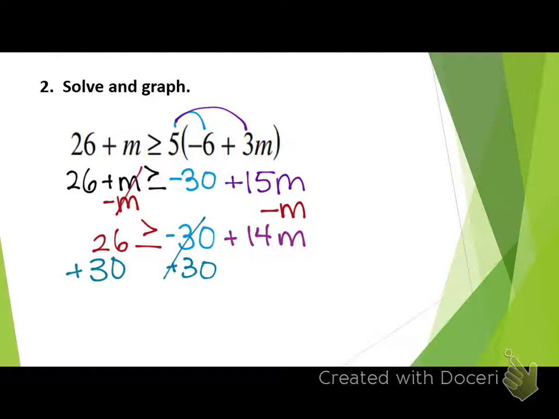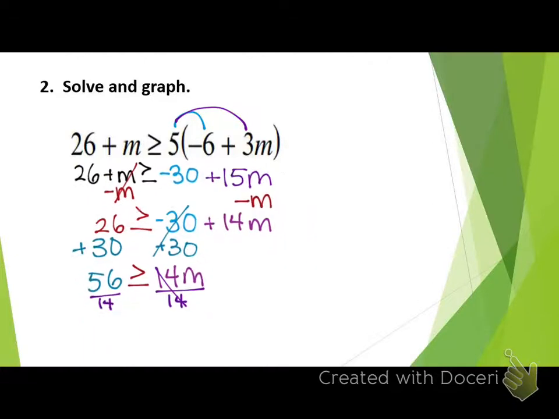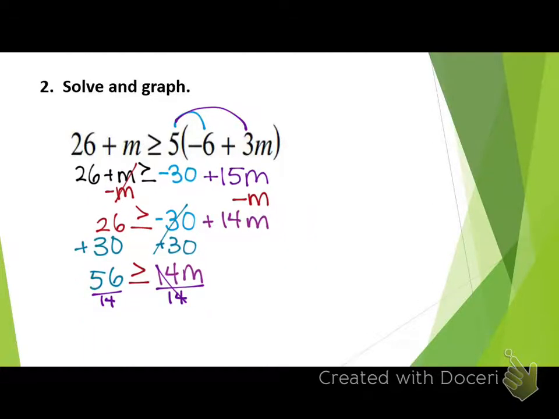26 plus 30 is 56, and it's greater than or equal to 14m. And then my last step, we have to divide by 14. What's 56 divided by 14? 4 is greater than or equal to m.